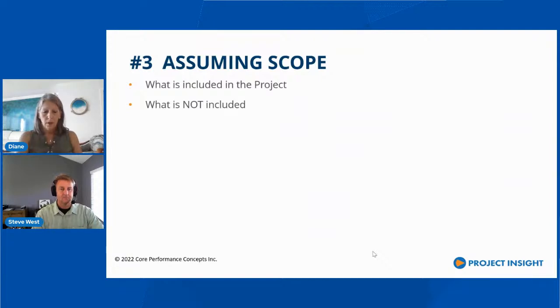Number three, assuming scope. Well, here we go. This is the hot potato topic. I had a manager many years ago, half my life ago, and he got angry with me because I wrote up what was included in the project and what was not included. He said, "Why are you putting what's not included? We don't want to tell them that." I said, "Yes, we do. If I don't tell them what's not included, then they're going to assume it's included. And then we have nothing to go on."